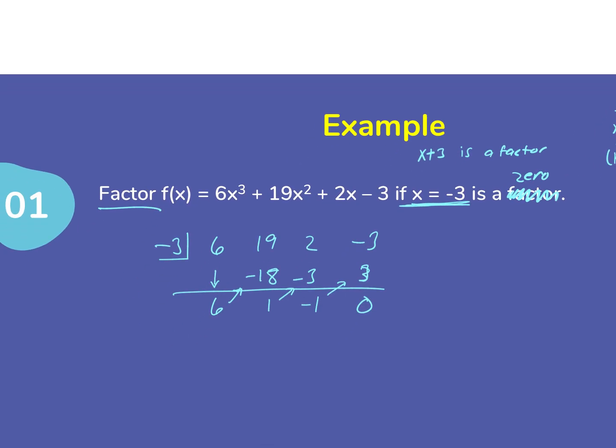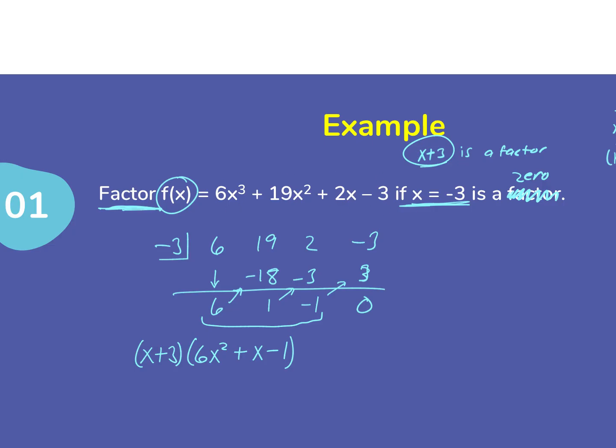So we already have one of our factors: x plus 3, in our factored form. Whatever we have left over is the 6, the 1, and the -1. If you remember from the previous lesson, these are the coefficients of our quotient, so it's 6x squared plus x minus 1. That means f of x, so far, can be written as x plus 3 times 6x squared plus x minus 1. And if you distribute that x and the 3 and then combine like terms, you will get this as your answer.